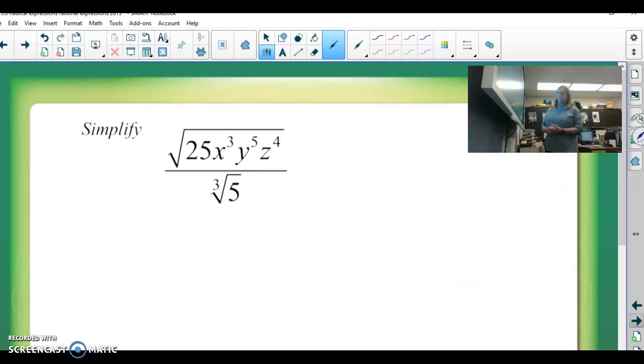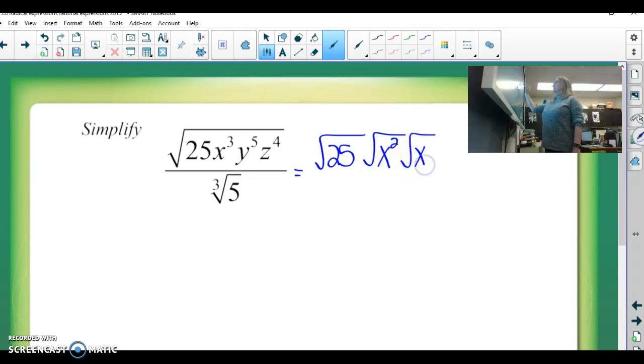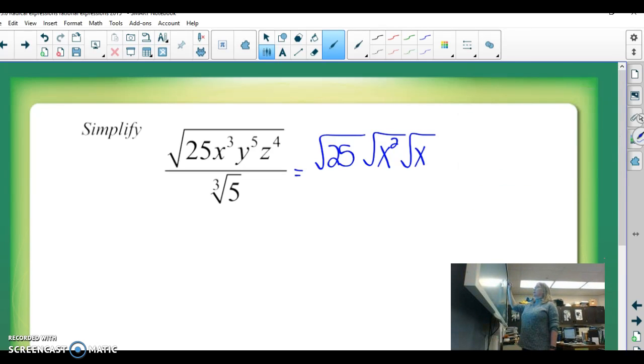Okay, one more example here. Square root on the top, I'm going to split this up. Square root of, and I'm going to write x squared times the square root of x, because I can take the square root of x squared, and then I have a leftover x underneath the square root. Then I have y to the 5th, and if I'm looking at a perfect square that goes into y to the 5th, we'd have the square root of y to the 4th.